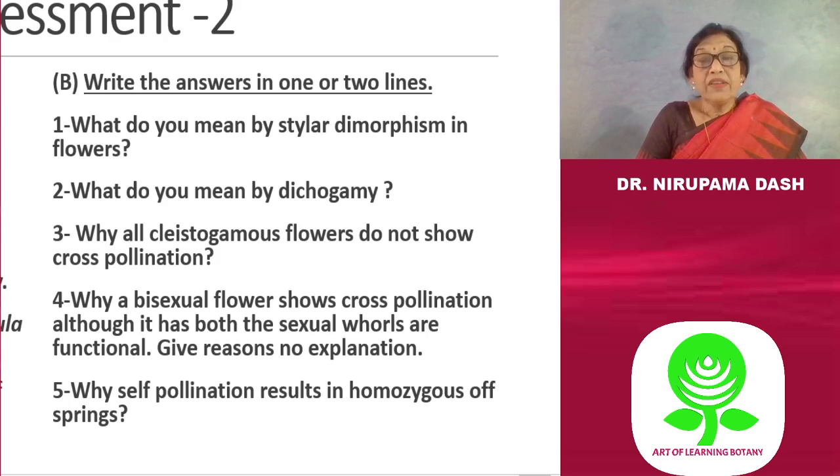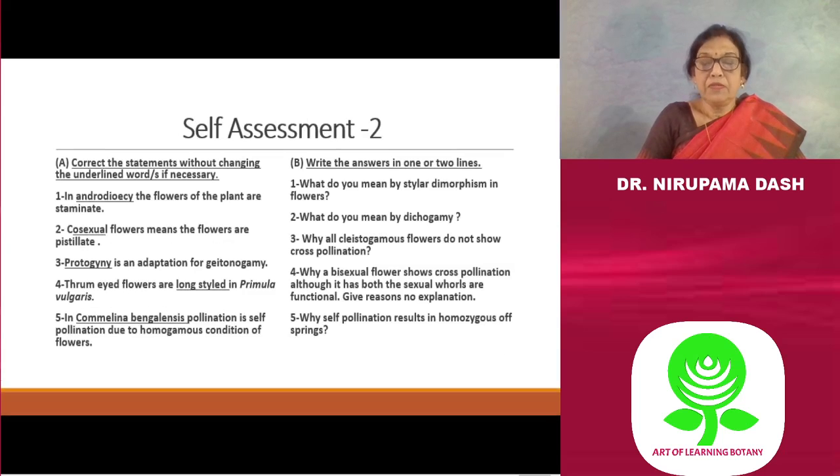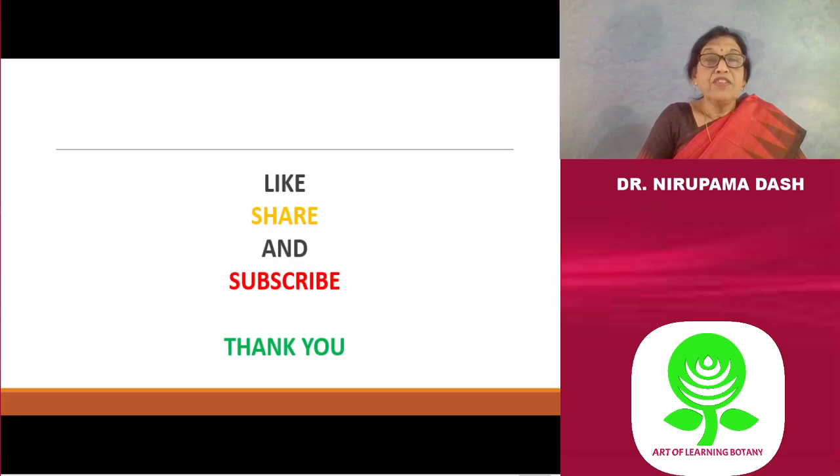Fifth question: why does self-pollination result in homozygous offspring? Self-pollination is an inbreeding process. There is no chance of genetic mix-up with the genes of other plants. So these are all the questions, and today we have discussed all these things about pollination in flowering plants.